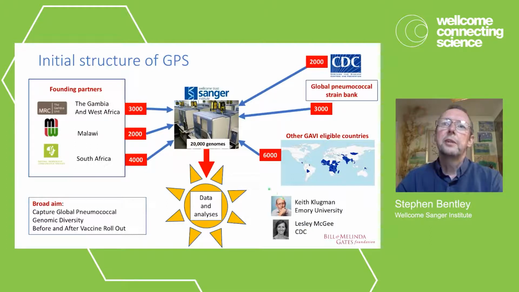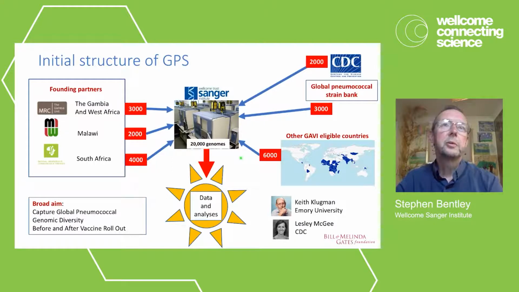And it was based on the calculation that, it was a back of the envelope calculation that 20,000 genomes would be possible with a reasonable amount of money, and that would give us a decent coverage of the globe, looking at variation before and after the introduction of vaccine.